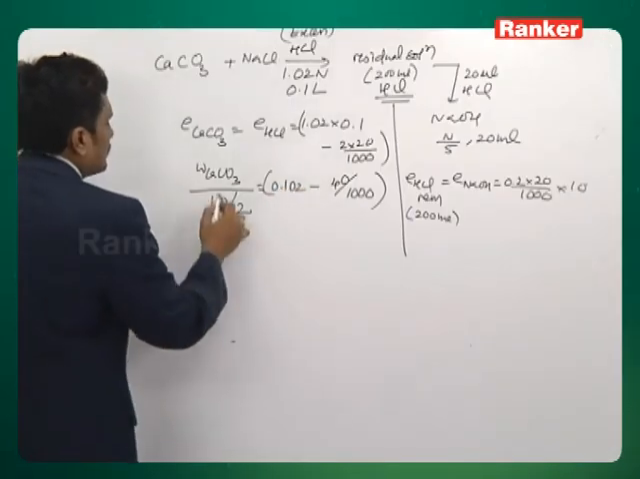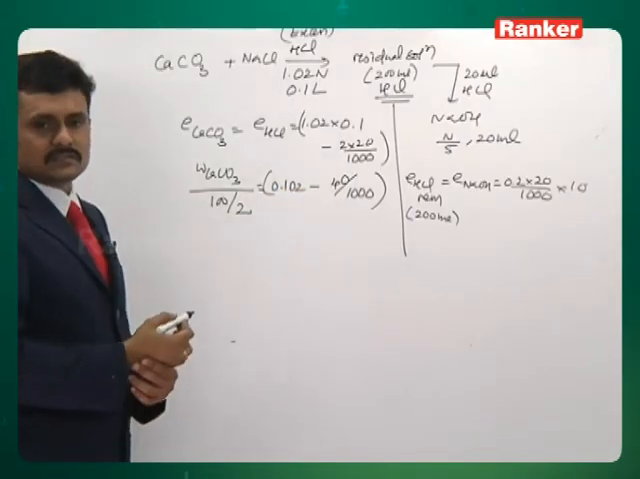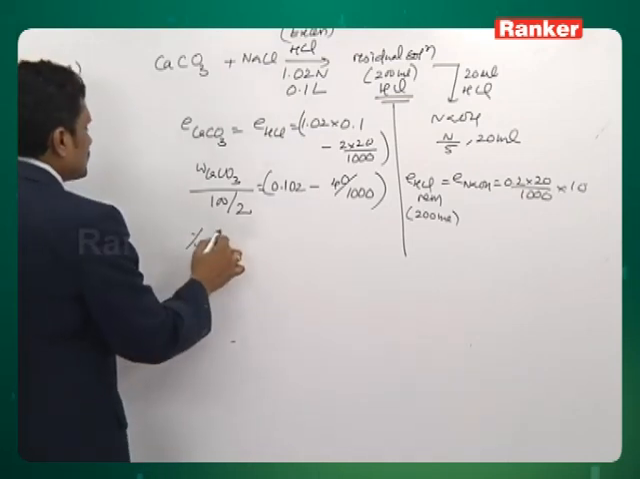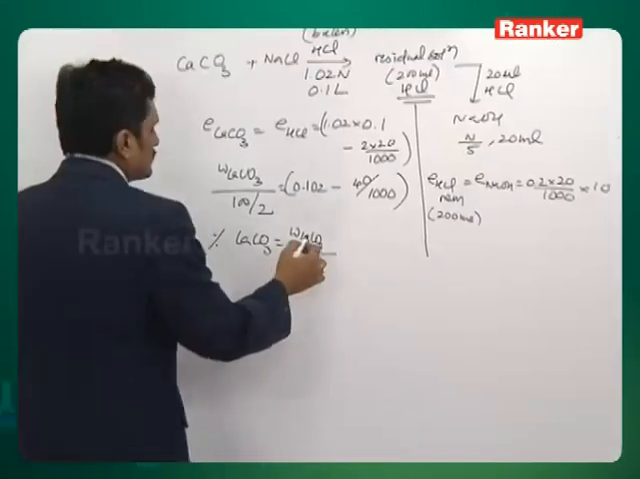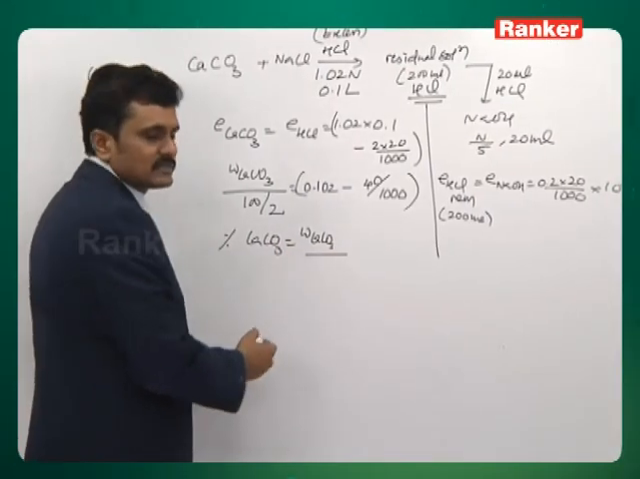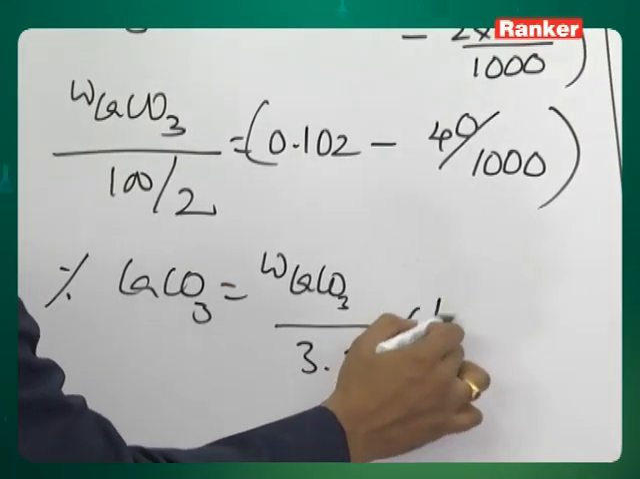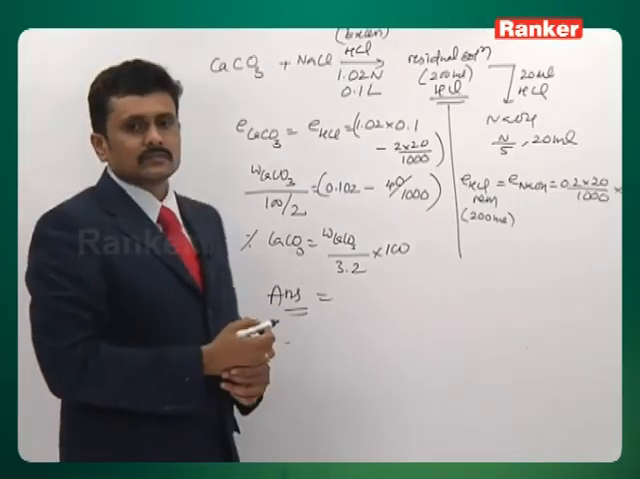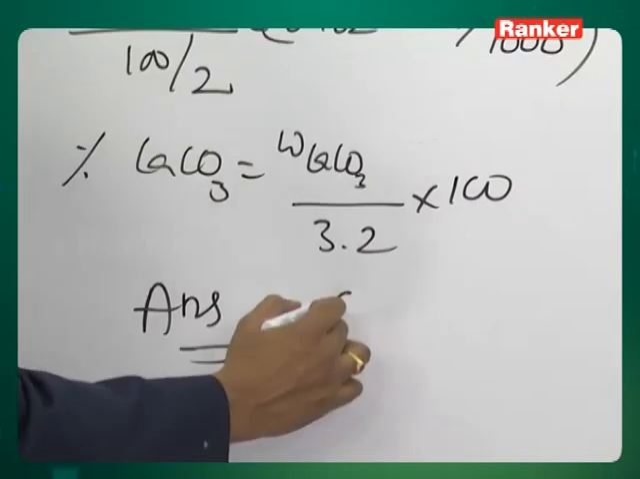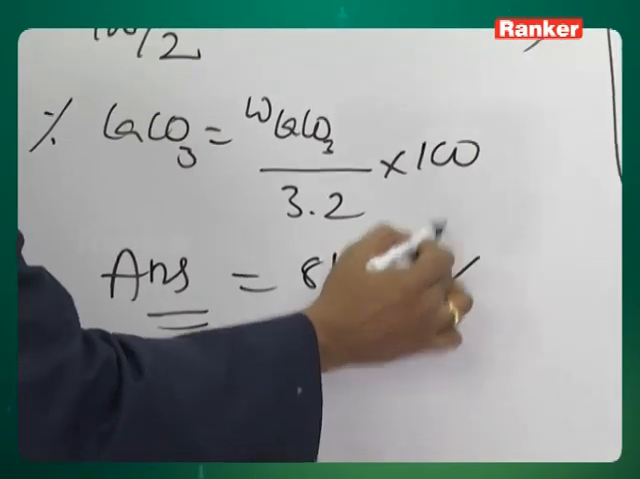So from here I will be finding out the weight of CaCO3, and the weight percentage of CaCO3 is the weight of CaCO3 upon the initial weight of the mixture, which is given to you as 3.2 gram, and the answer for this question is 81.25% approximately.